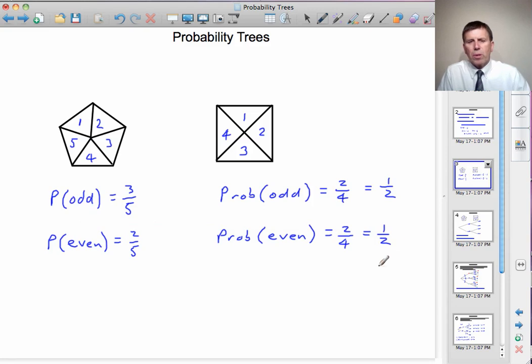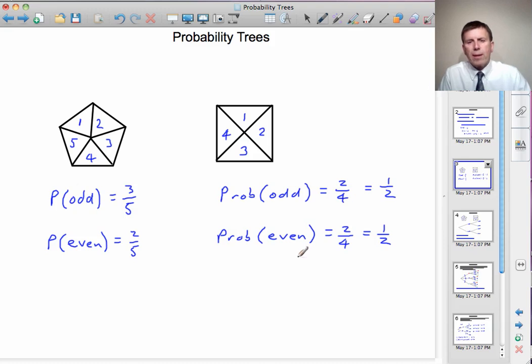Right, now let's have a look at a couple of spinners, a couple of fair spinners. The first one is a pentagon and it has numbers 1, 2, 3, 4 and 5. The second one is a square and it has numbers 1, 2, 3 and 4. And I'm not interested in the actual numbers, just whether they're odd or even. So let's have a look at the pentagon. What's the probability we would get an odd number? Well, there are 5 numbers and 1, 3 and 5 are odd, so there's 3 chances out of 5. So the probability is written as 3/5. And that means the probability of getting an even number would be 2/5. That's the 2 and the 4.